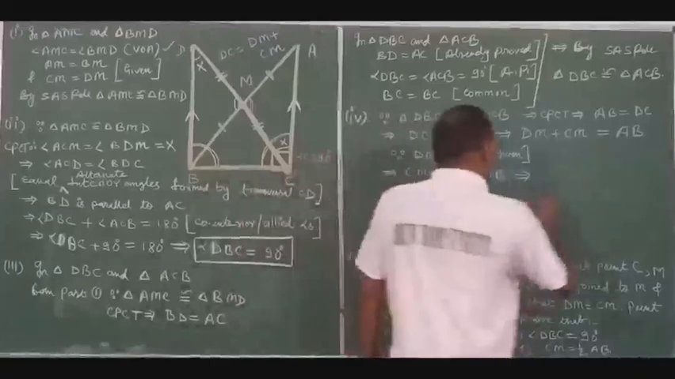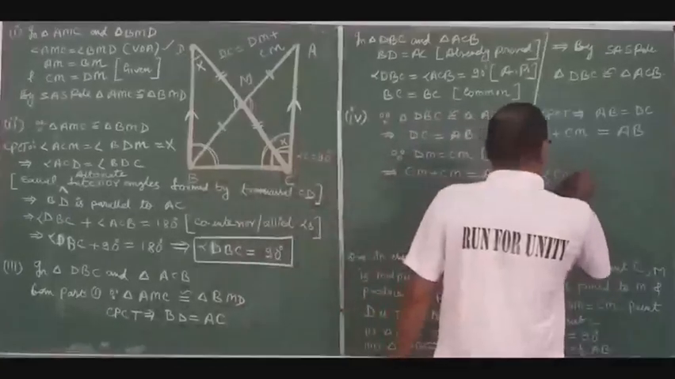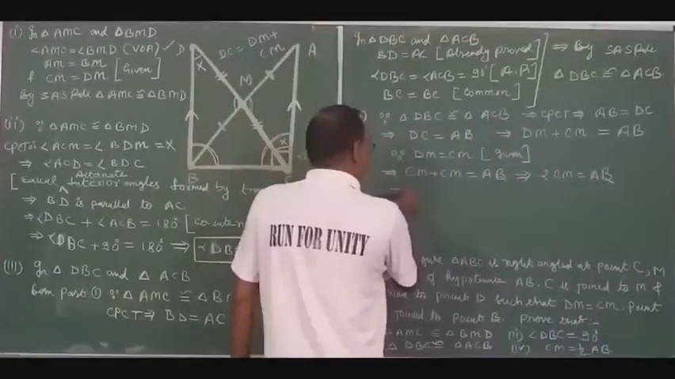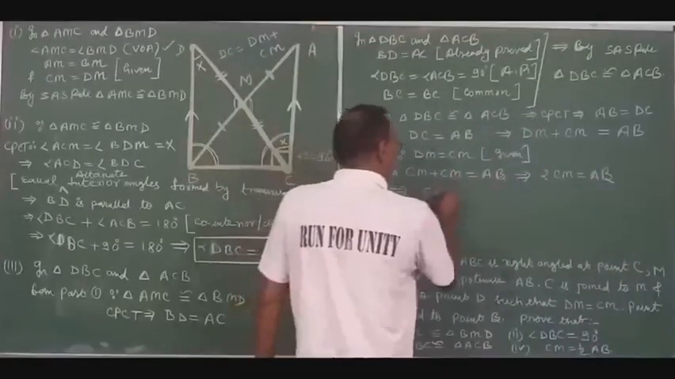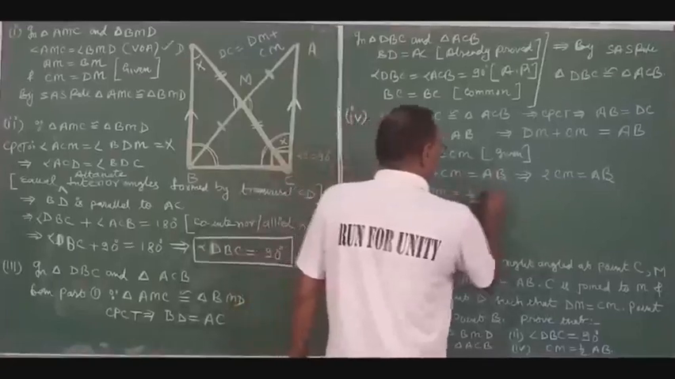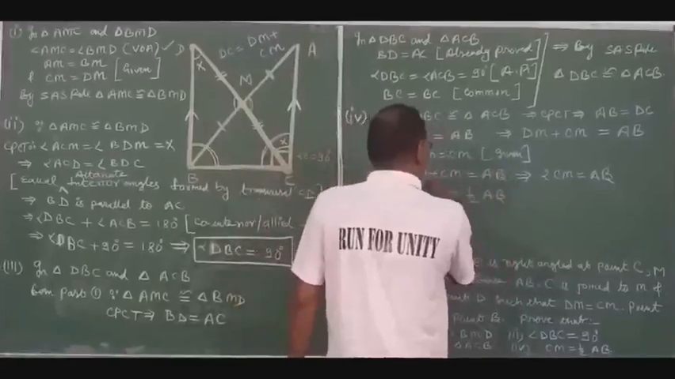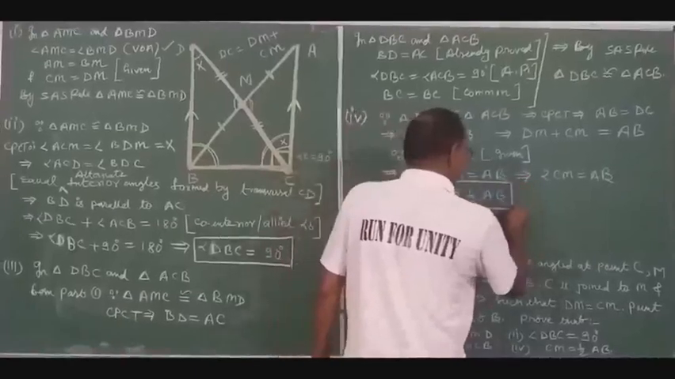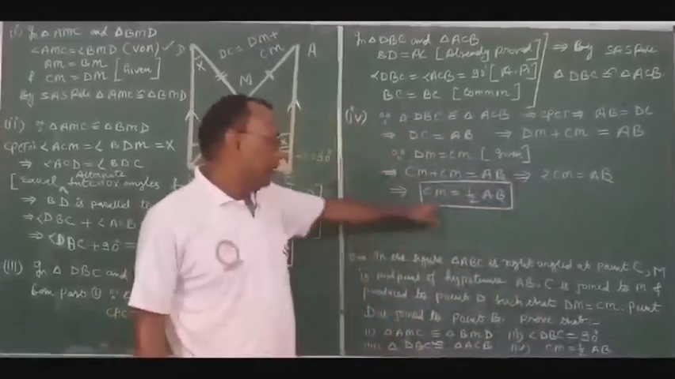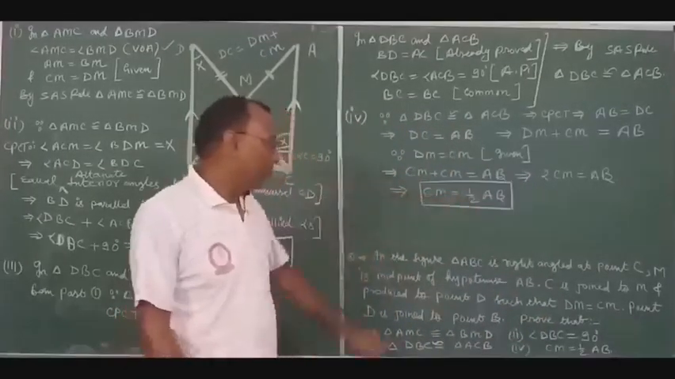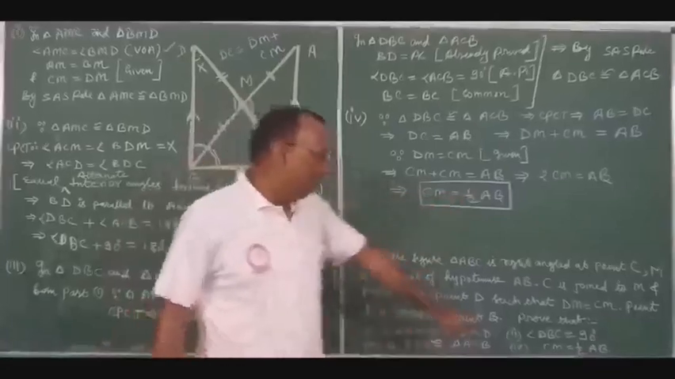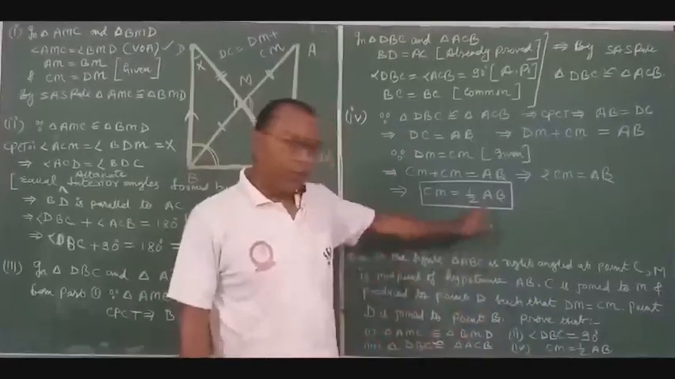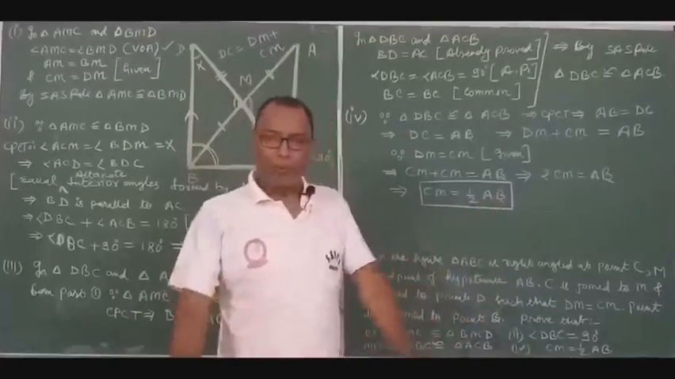So what is 2 CM? 2 CM is equal to AB. It means the value of CM is AB upon 2. Is it okay? So CM is 1 upon 2 AB. And this was the fourth part of this question. So it is proved now. This is the fourth part and it is proved.